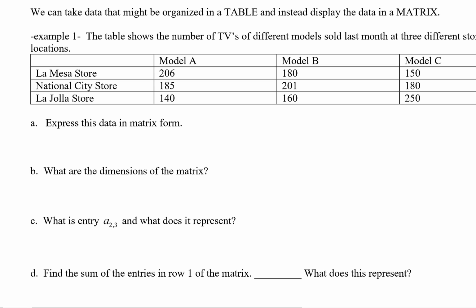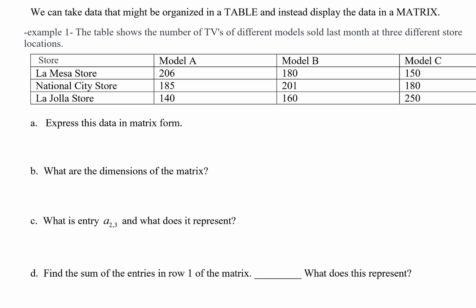We can take data that might be organized in a table and instead display the data in a matrix. Example 1. The table shows the number of TVs of different models sold last month at 3 different store locations. Here you see a table. This table has 4 rows and 4 columns.